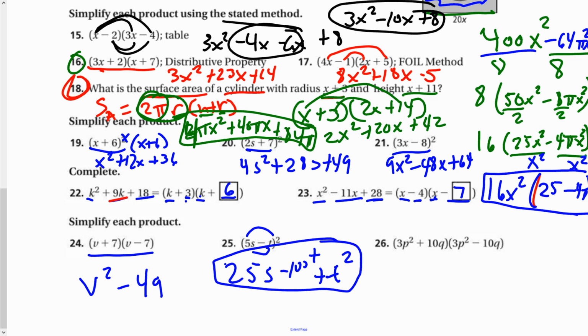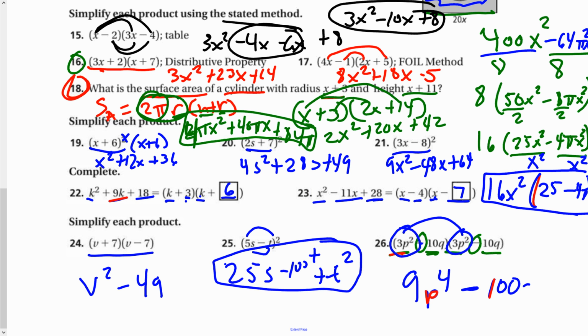Here, this is a little more complicated, but still you could do a table, right? These first terms are the same, these terms are opposite, right? One's adding, one's subtracting. So all we have to do is first times first. 3 times 3 is 9, p squared times p squared is p to the 4th. A positive times a negative is a negative, and then 10 times 10 is 100. Q times q is just q squared. So not too bad. But again, you can do FOIL, distributive, or the table. Any of those would work. So those are all those.